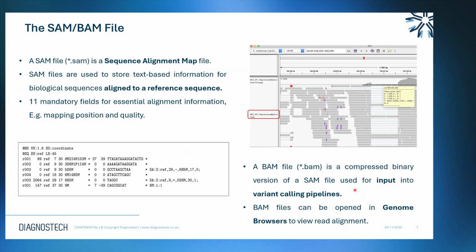This is typically used as input into a variant calling pipeline because the BAM file is a collection of the reads aligned to a reference. And now with variant calling, we want to be able to call variants which are different to the reference genome. And if you have a BAM file, you can often open these up in genome browsers such as IGV, and that's what we're looking at on the top here. This is taking a BAM file, opening it in IGV, and now we can actually see each of the reads that were generated and where they are aligned against the reference.